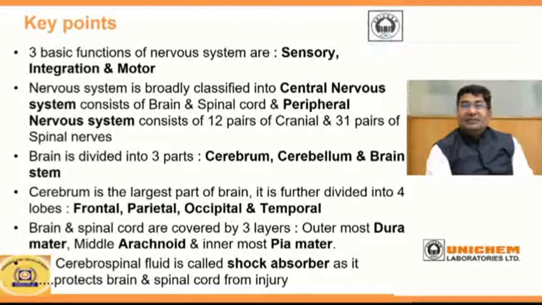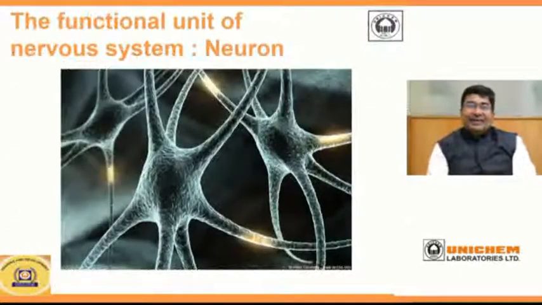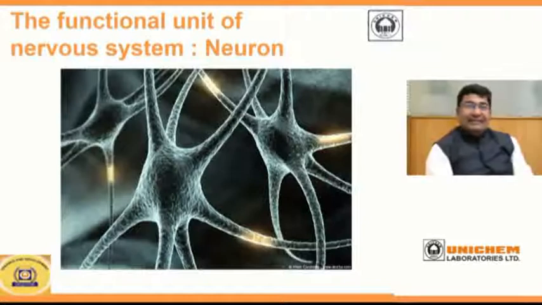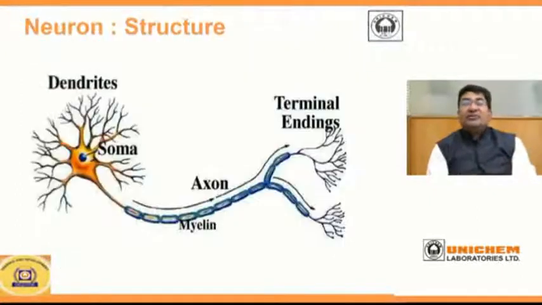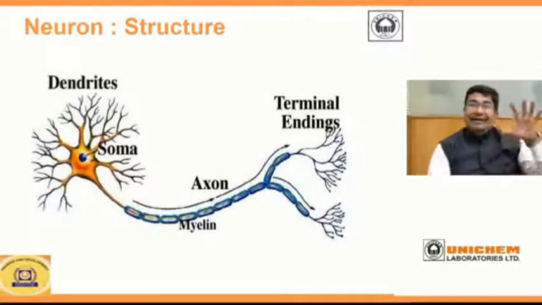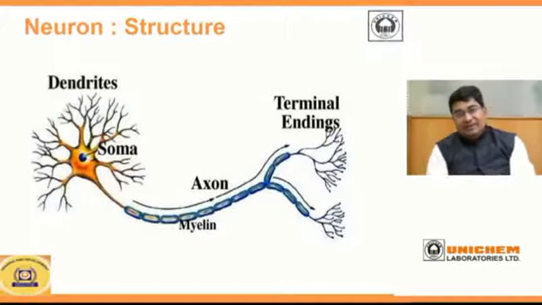Spinal cord from injury. Now, let us learn the functional unit of the nervous system, that is the neuron. As you know, my dear friend, a nerve cell is known as a neuron. If you see the structure of a neuron, it has four parts: the dendrites, which are the tentacles, then the cell body called soma, a big tail called axon, and an axon terminal.